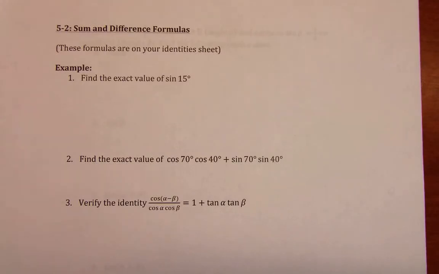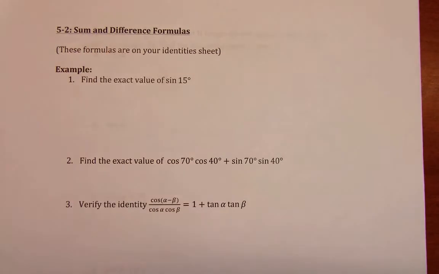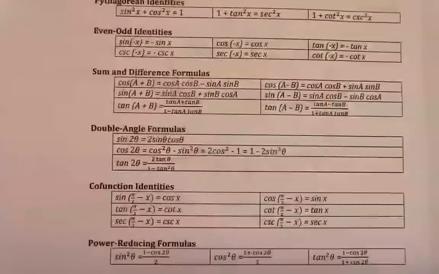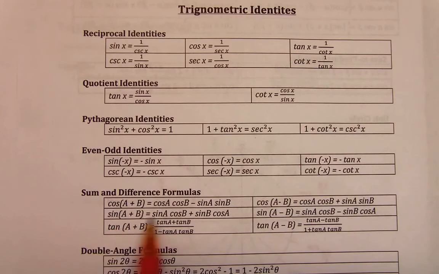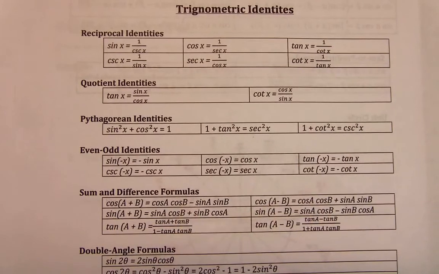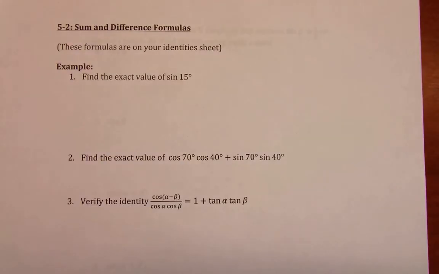Okay, so this is 5-2, and we're doing a lot of the same things we were doing in 5-1, but we're adding some identities now. So we're adding these sum and difference formulas, which if you look at your identity sheet, that's what these formulas are right here, the sum and difference formulas, and those are going to help us with section 5-2.